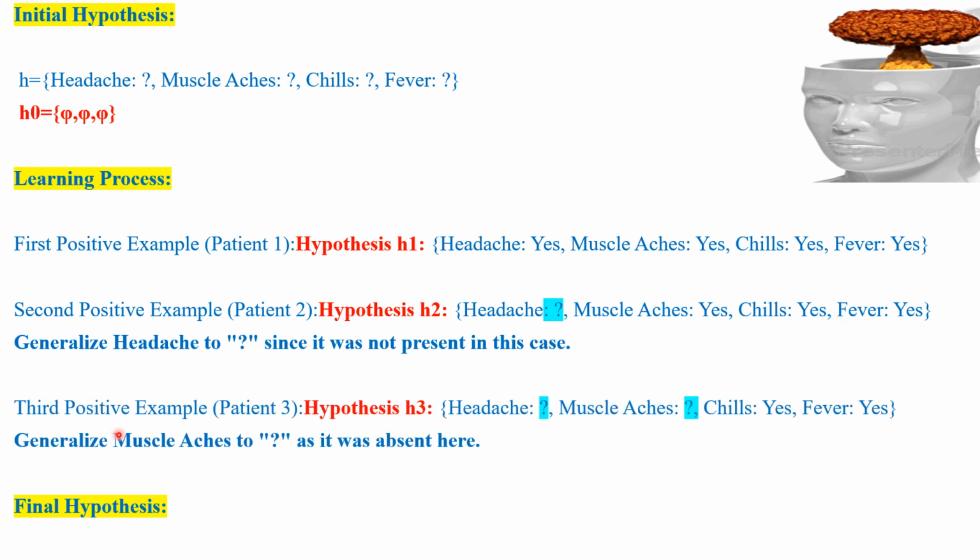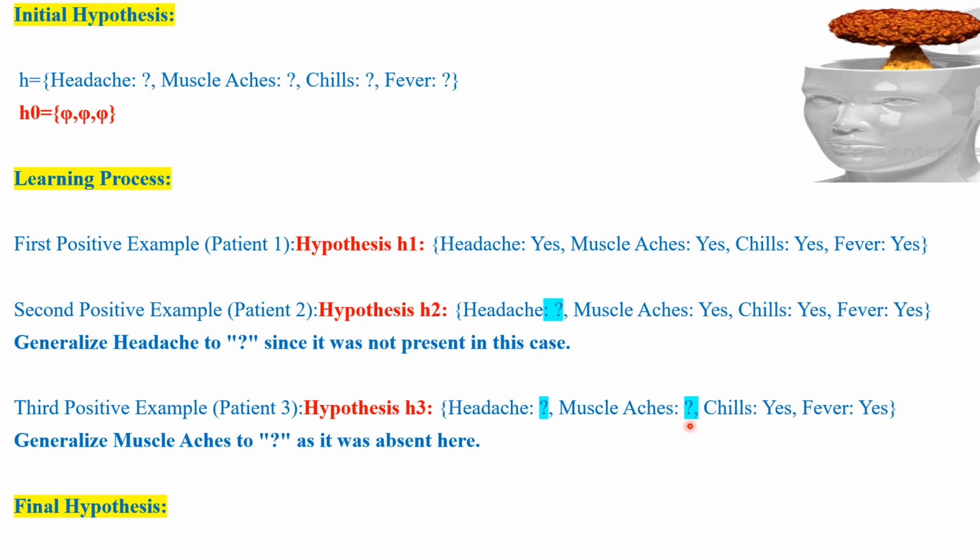And while I see the third positive example, the third in the training sample, the H3 headache, we have already changed this headache to a question mark, so we don't care about the value of the headache feature. So it is a question mark. Next we'll be seeing muscle aches. So muscle ache here for patient 3 is no.